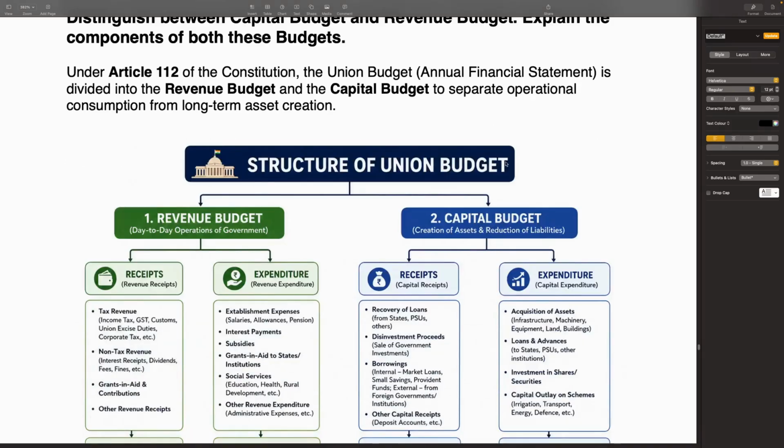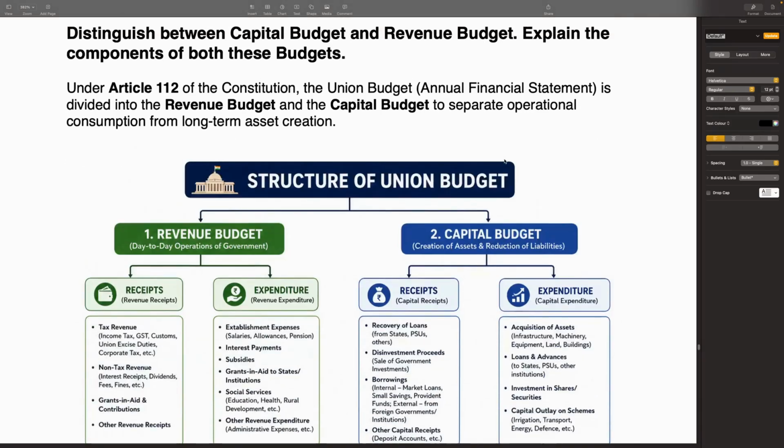Question 2. Distinguish between capital budget and revenue budget. Explain components of both these budgets. If you can see, this is the first question of this kind in 5 years, like 2021, 22, 23, 24, 25. If you see the videos of 22, 23, 24, 25, you will not get these kinds of static questions in GS3. The last time they asked was in 2021, and after that it is all application based.